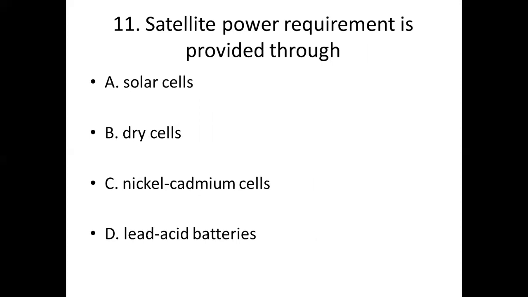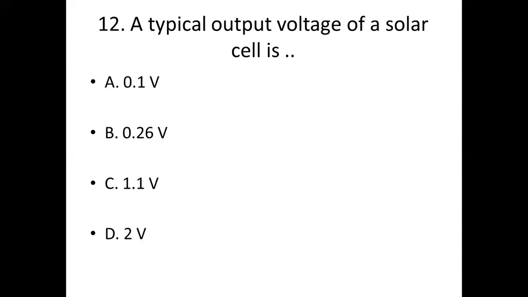Answer guess cheyandi. Option A solar cells. 12th bit, a typical output voltage of a solar cell is dash option A 0.1 voltage, option B 0.26 voltage, option C 1.1 voltage, option D 2 voltage.